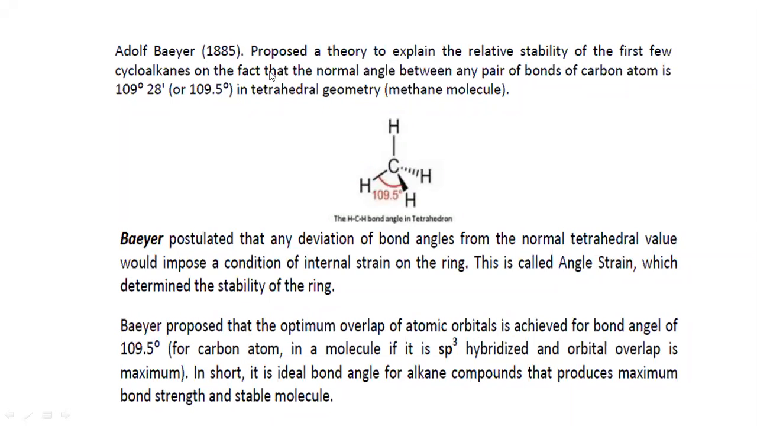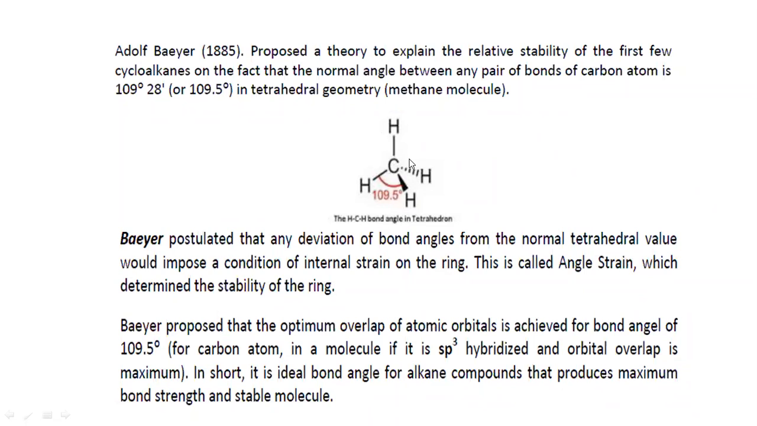Adolf von Bayer in 1885 proposed this theory, which is named Bayer's strain theory. He proposed a theory to explain the relative stability of the first few cycloalkanes on the fact that the normal angle between any pair of bonds of a carbon atom is 109.28 degrees in the tetrahedral geometry. So we will discuss the first postulate, that is deviation from the normal bond angle.